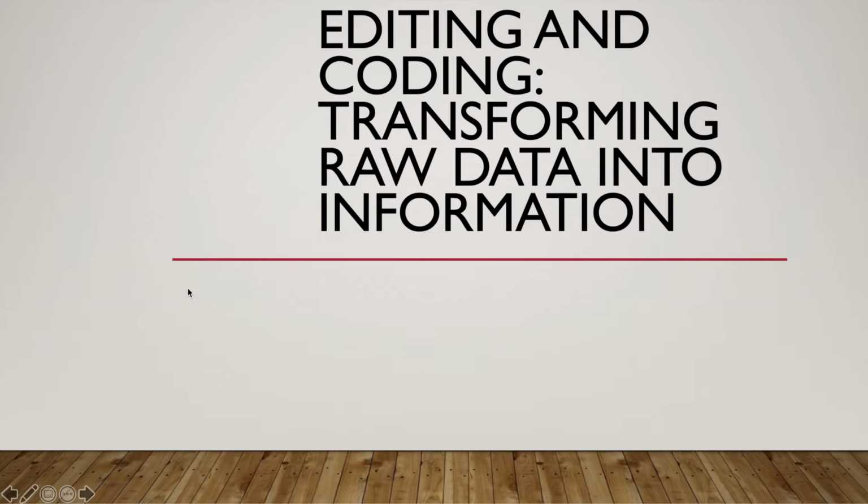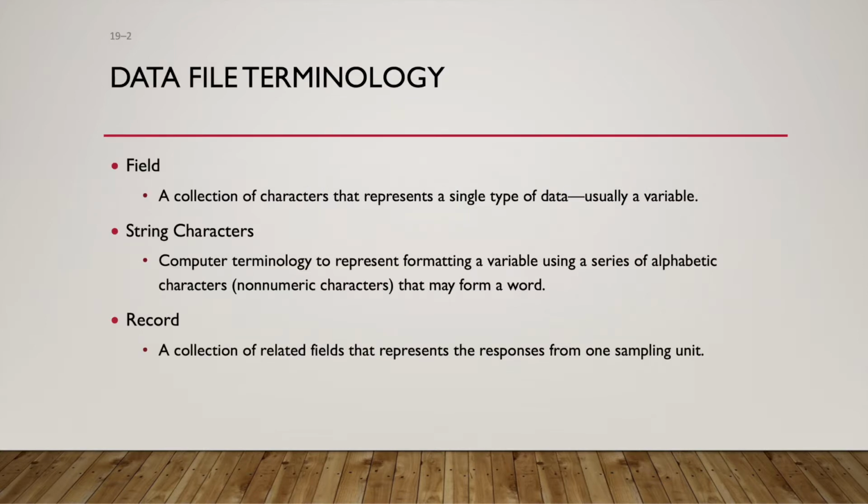Okay, everybody, let's go ahead and we'll finish up today with editing and coding. Now, just some basic terminology that your textbook talks about. You have a field, which is a collection of characters. It could be usually alphanumeric, but I believe they can also be numeric as well. It represents a single type of data, and that's usually a variable or included in a variable.